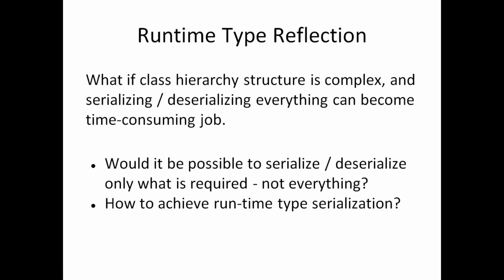The previous example was for serializing and deserializing the whole class at once, but if we are dealing with a heavy XML structure, serializing and deserializing everything might be a time-consuming job. The main question which I had is whether it is possible to serialize and deserialize only what is required, not everything. So if you are changing, for example, only one field, only that would be serialized in the XML.